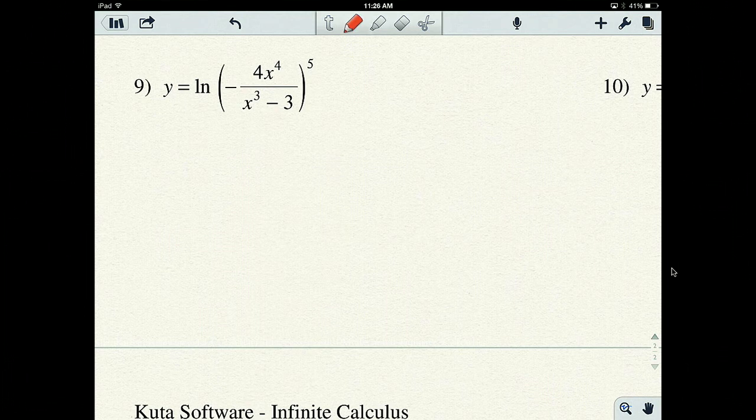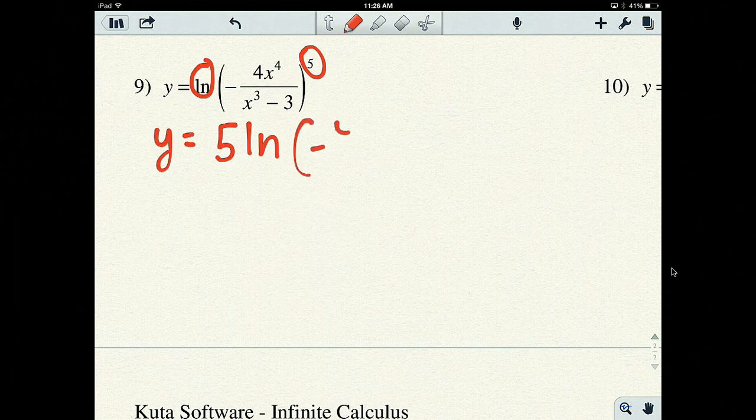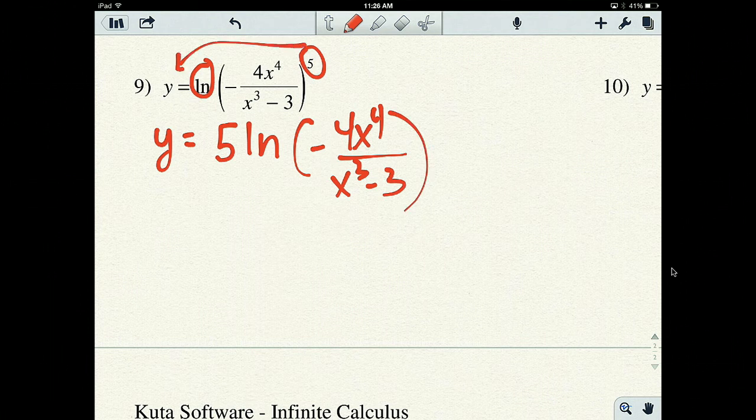The next easiest way you can do this is, if you remember your log rules, every time you have a log of something with an exponent, again, this is review, that means the exact same thing as making that exponent the coefficient, or in other words, just putting it out in front. So putting the 5 out in front means the exact same thing. If I do it this way, I could leave the 5 alone, and I could just take the derivative of ln of parentheses negative 4x to the fourth over x to the third minus 3. So that's a slightly easier way.